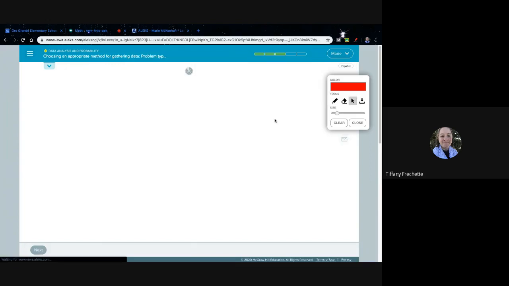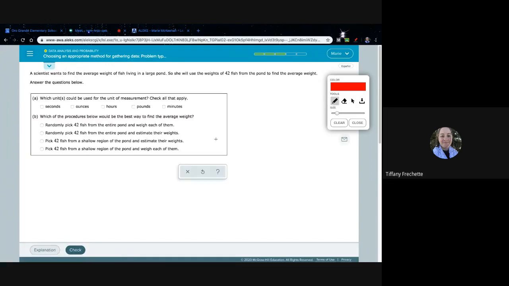Let's go to the last one here. So we have a scientist who wants to find the average weight of a fish living in a large pond. Oh, we're going back to that one that I messed up on because I didn't check all. She will use the weights of 42 fish from the pond to find the average. So we already know she's choosing 42 fish. All of these are going to say 42 in them. So we know that's our sample size. Now we need to go down here and choose everything that could be weight. Seconds, that's time. Ounces, that's weight. Hours, that's time again. Minutes, that's time. So we know we're going to do pounds and ounces, and those are our 2 options here.